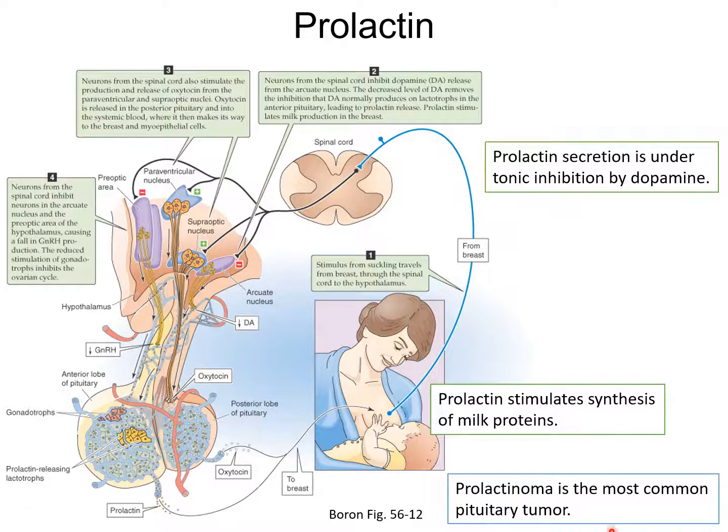And then this here is something that shows up a lot too: prolactinoma is the most common type of pituitary tumor. And the question will be something like someone loses their bilateral vision. They can't see periphery on either side because the optic chiasm is compressed. And the most common cause of that is going to be prolactinoma.